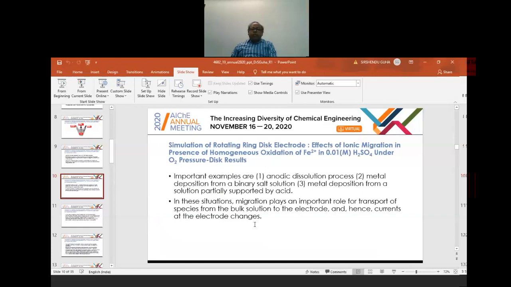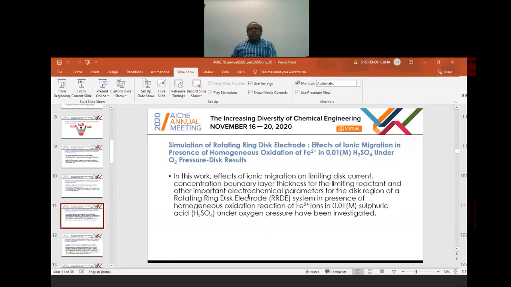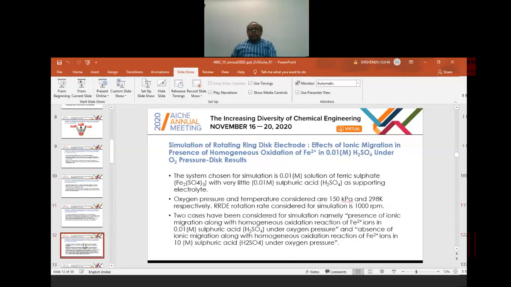Important examples are the anodic dissolution process, metal deposition from a binary salt solution, and metal deposition from a solution partially supported by acid. In these situations, migration plays an important role because we cannot use supporting electrolyte or the supporting electrolyte concentration is very low. And due to presence of this migration mode of transport, the currents at the electrodes are affected. Now, this is what I have already spoken.